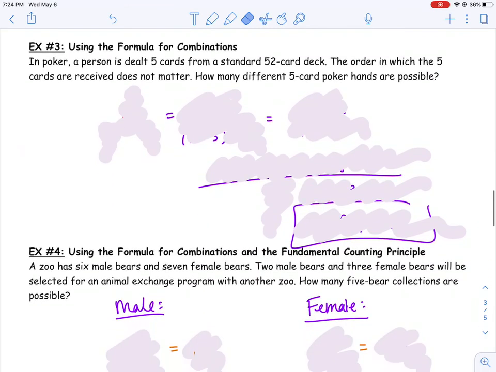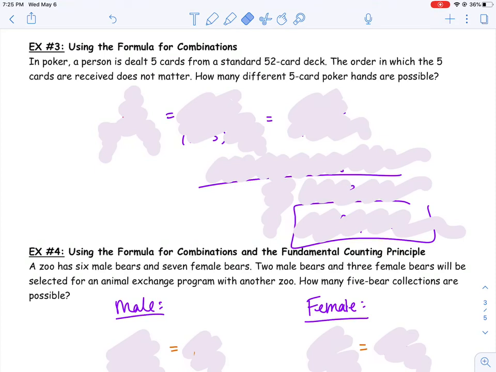All right, let's look at number 3. In poker, a person is dealt 5 cards from a standard 52 card deck. The order in which the 5 cards are received does not matter, right? They're going to give you 5 cards. It doesn't matter which order they put it on the table. You still have the same crappy 5 cards. At least I always do, right?